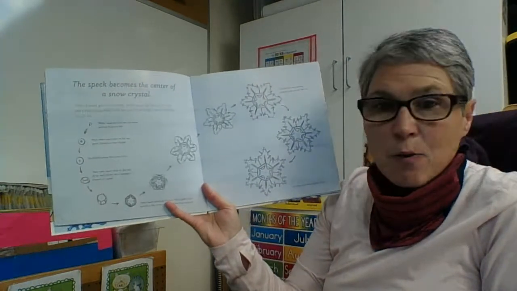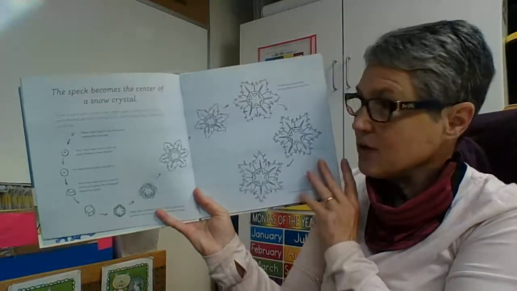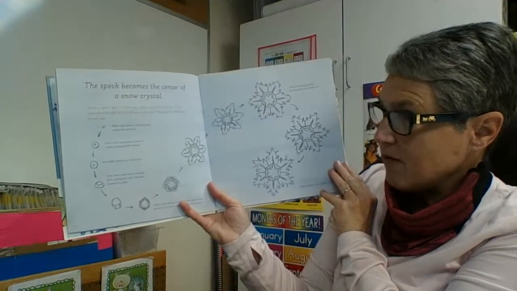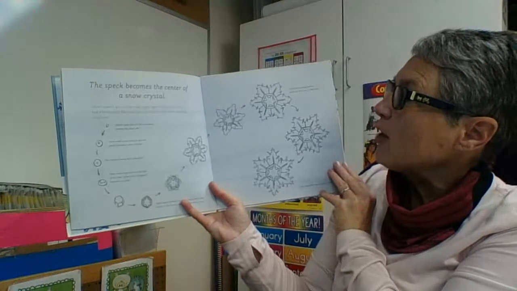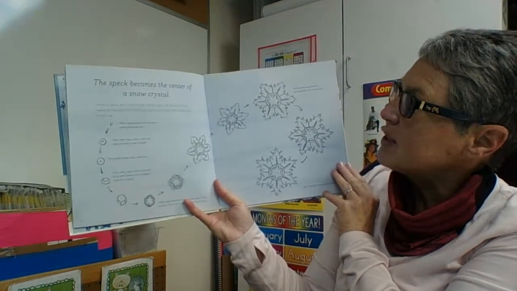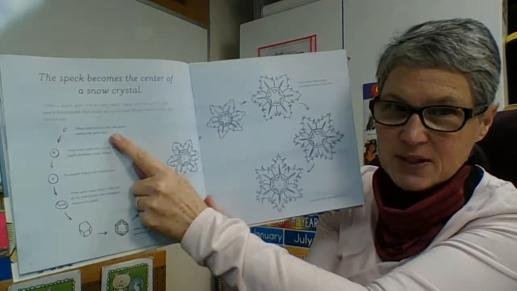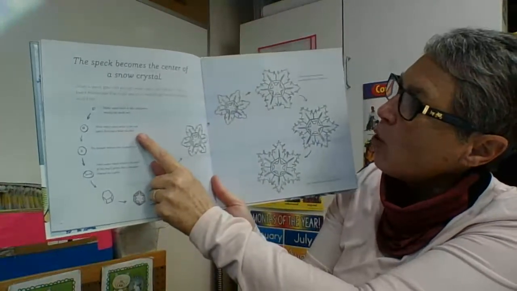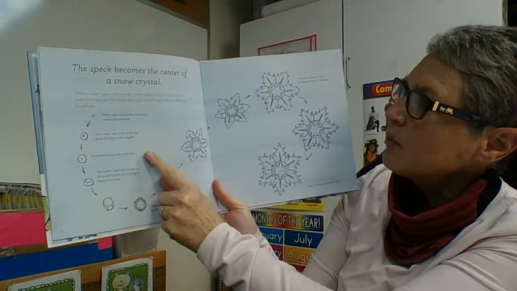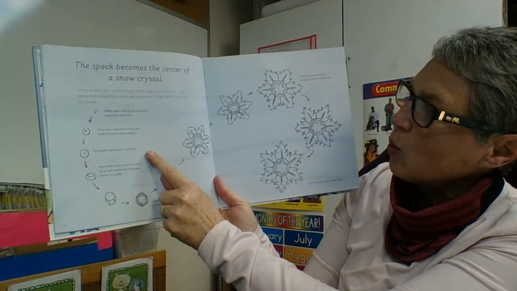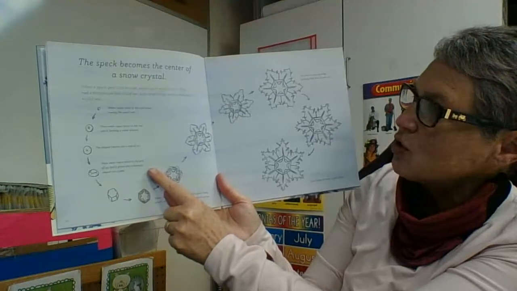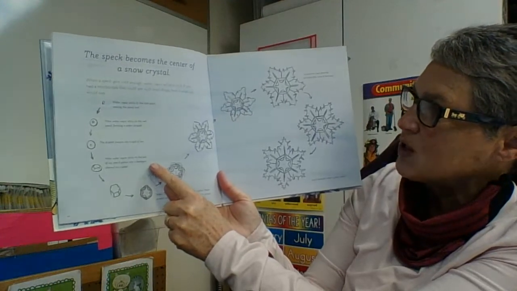The speck becomes the center of a snow crystal. When a speck gets cold enough, water vapor will stick to it. If you had a microscope that could see such small things, here is what you would see. Water vapor sticking to a speck. More water vapor sticks to the wet speck, forming a water droplet. The droplet freezes into a ball of ice. More water vapor sticks to the ball of ice and it grows into a hexagon-shaped ice crystal.